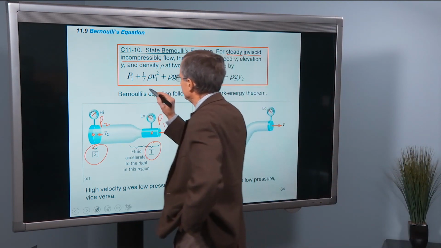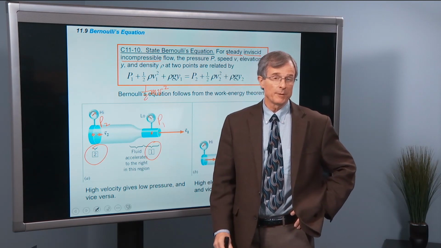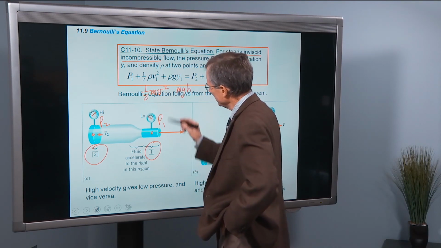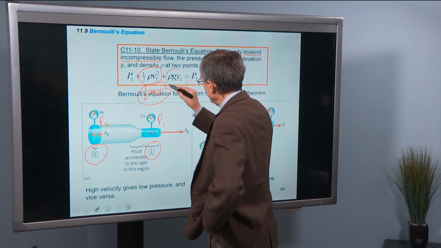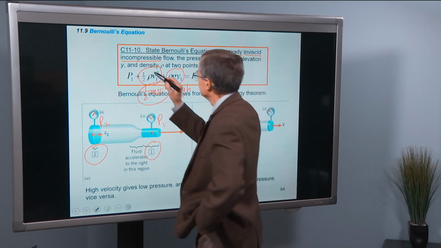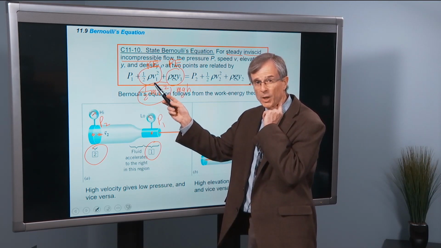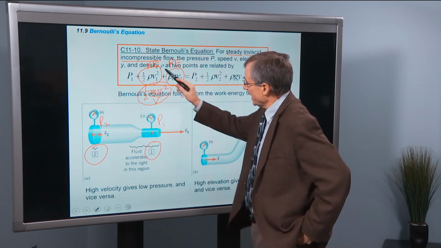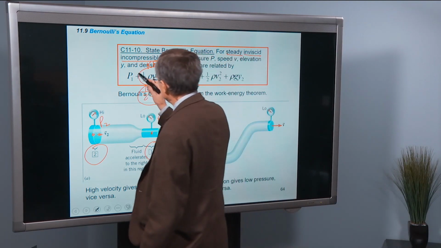This looks like ½ mv squared. And this is one way that helps me remember this equation. This looks like mgh. This term here, if you replace the rho with an m, looks like a kinetic energy. This term here, if you replace the rho with an m and the y with an h, looks like potential energy. In fact, this is the kinetic energy per unit volume, because if I take this and I divide by a volume, mass per unit volume is the density. So that is a kinetic energy per unit volume, and this is a potential energy per unit volume. And this is a pressure.